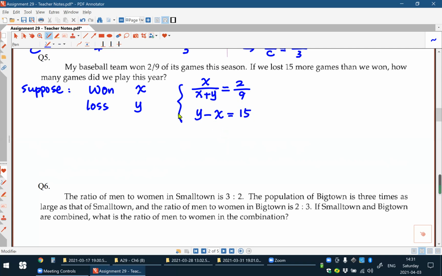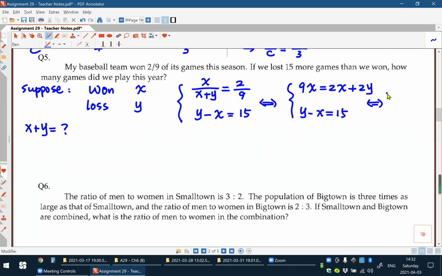We should be able to solve this x and y. And then it asks you to find the number of games we played. That is x plus y, right? We want to find x plus y. Okay. So this equation, first of all, we can simplify this equation. First one, you can simplify this by using cross multiplication, which is 9x equals 2x plus 2y. Second one is y minus x is 15, right?